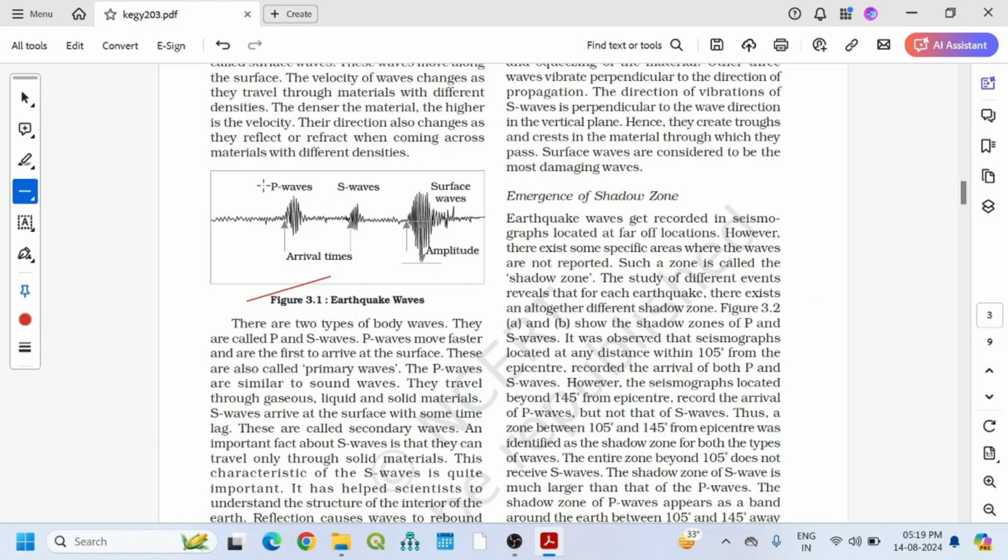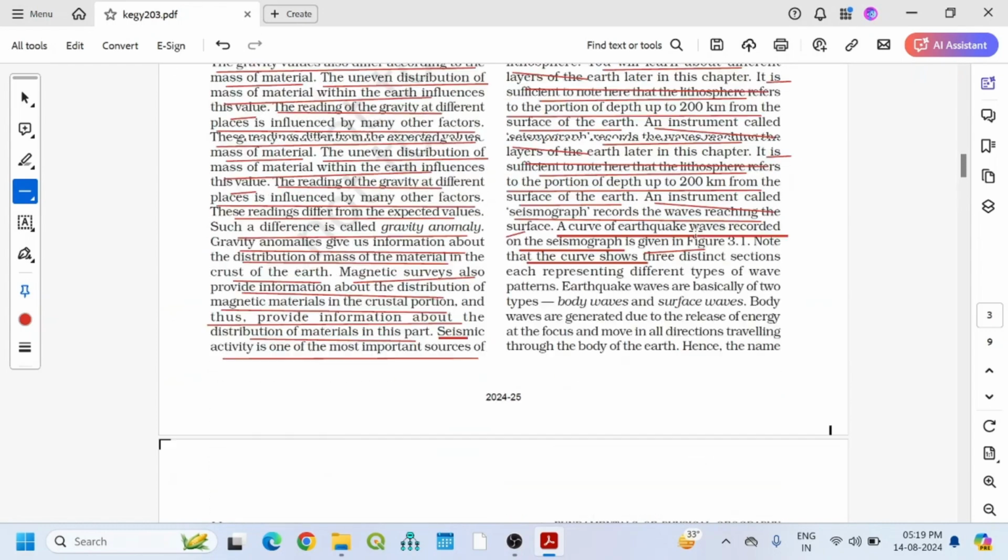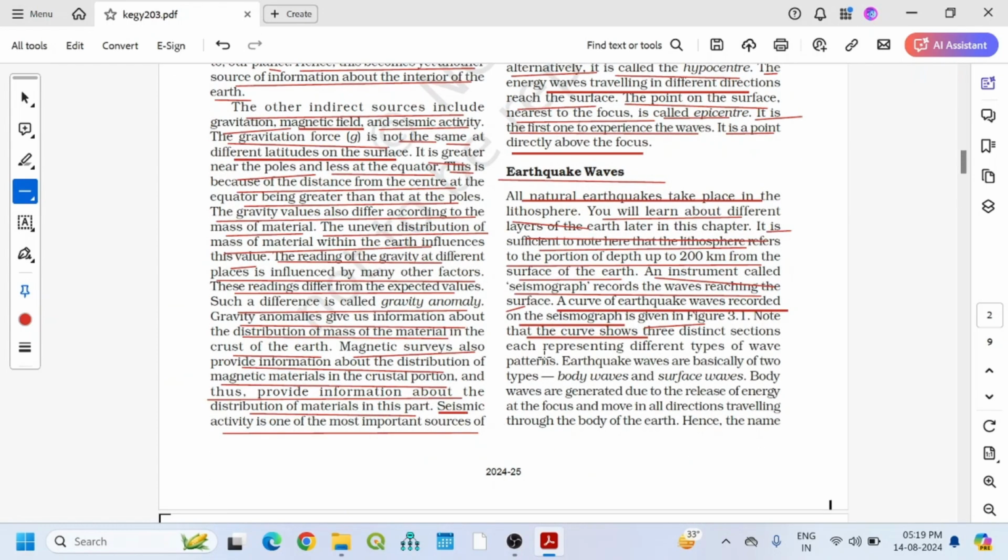This is the curve, that is P wave, S wave, and surface wave. This is arrival times, and this is amplitude. The curve shows three distinct sections, representing different types of wave patterns.